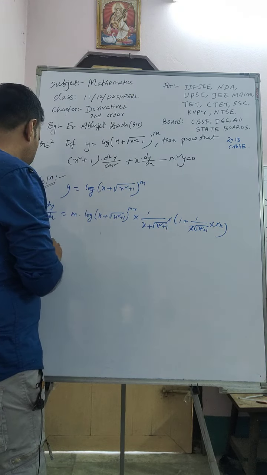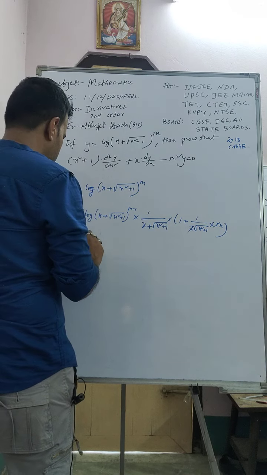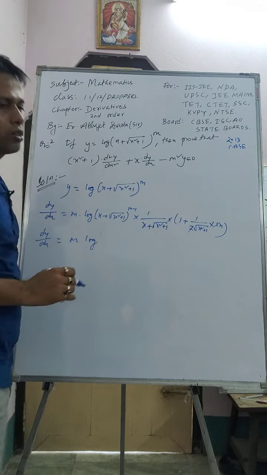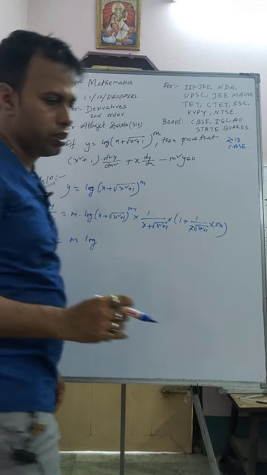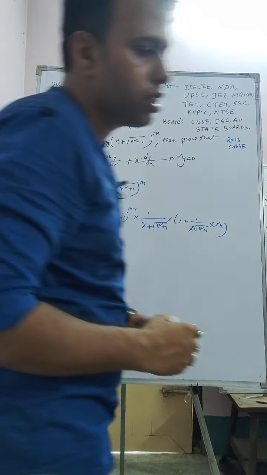So dy by dx is what? m, log what? This one is m log. Oh, I took the wrong one. Oh, sorry.